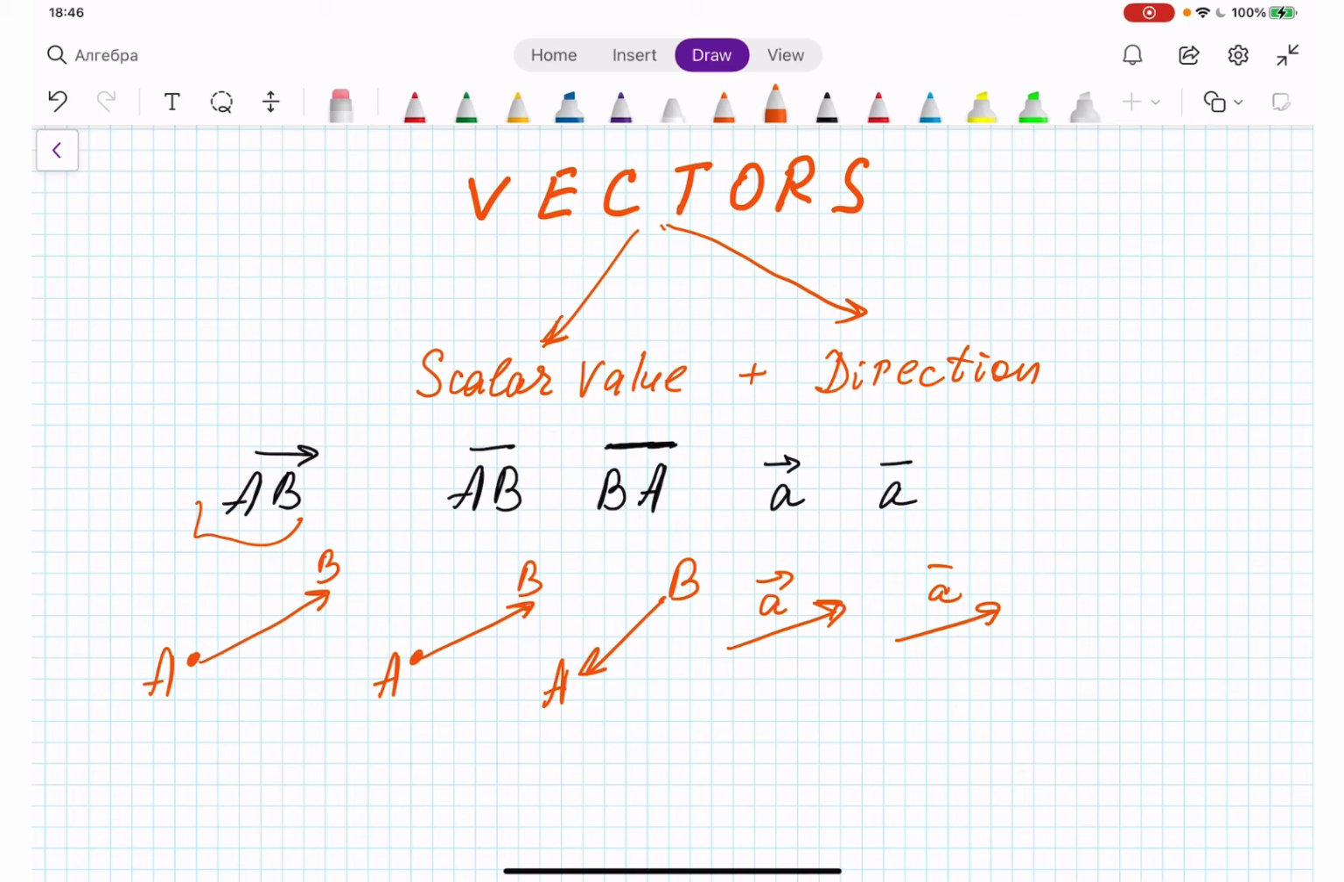So that's one thing with two uppercase letters. The other way, in the typings, in the textbook, you can find vectors written down in bold letters without any lines on the top. This also means a vector, but that's in the typings, in the books. In handwriting, we always put some arrow or some line, which means we are dealing with a vector.